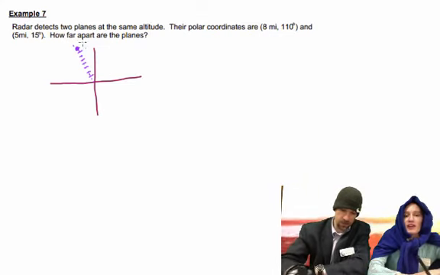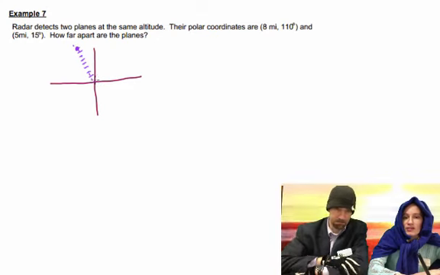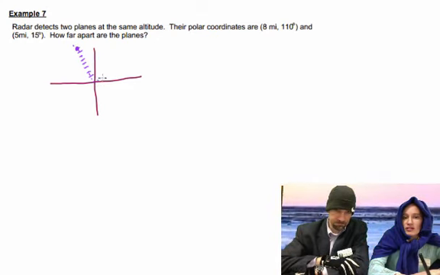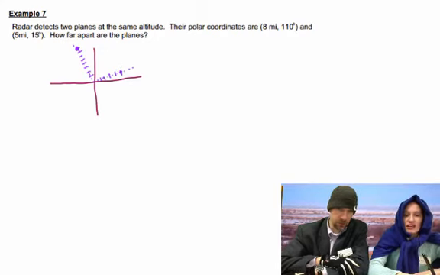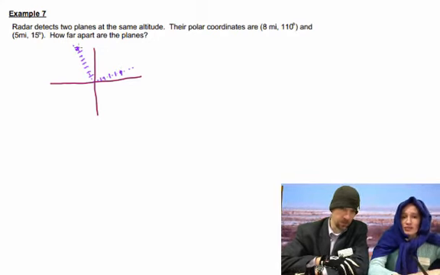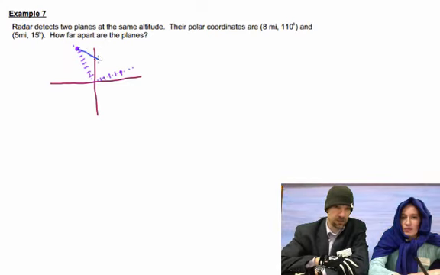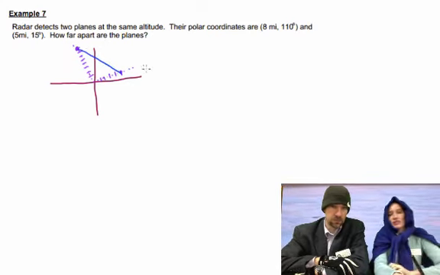Okay, and then 5 miles at 15 degrees. So this way, 15 degrees, and we're going out 5: 1, 2, 3, 4, 5. It doesn't have to be perfect or exact or anything. We want this distance right here.